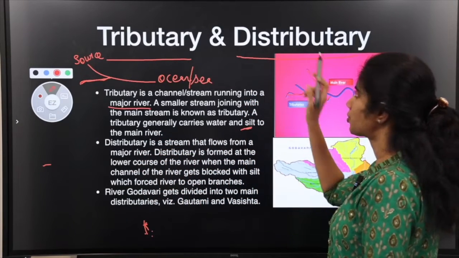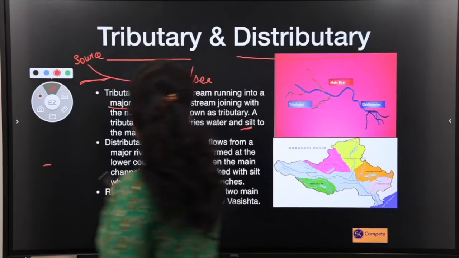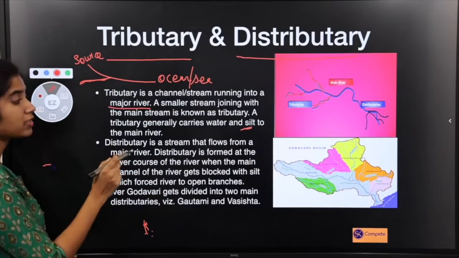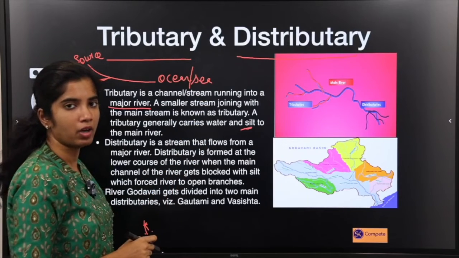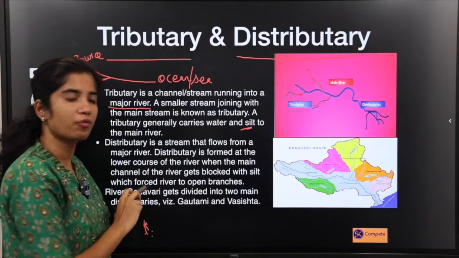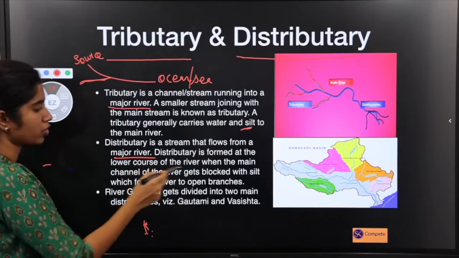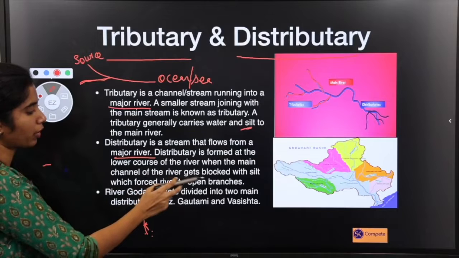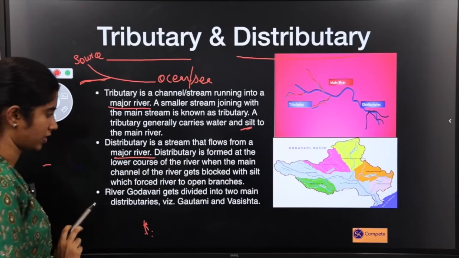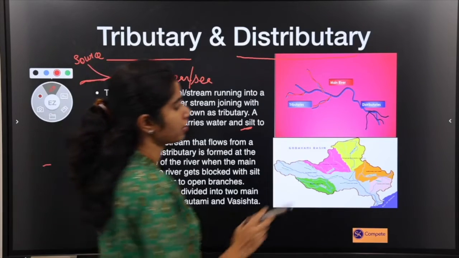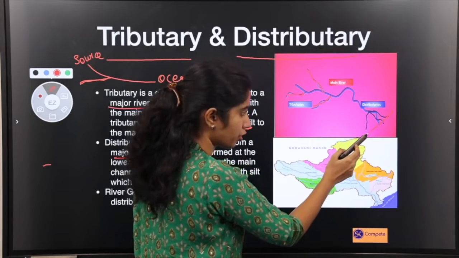Next comes distributary. What is a distributary? A distributary is a stream that flows from a major river. A tributary is flowing into a main river, while a distributary flows from the major river. A distributary is formed at the lower course of the river when the main channel of the river gets blocked with silt, which forces the river to open branches. So this is formed just before entering into an ocean or sea.